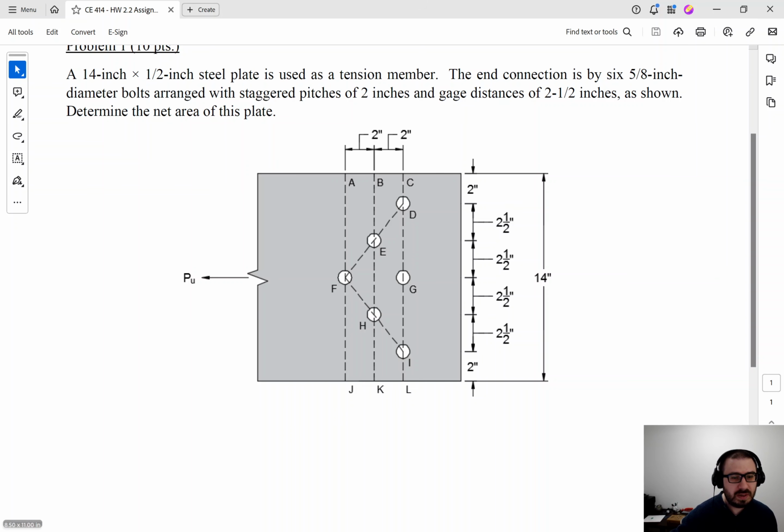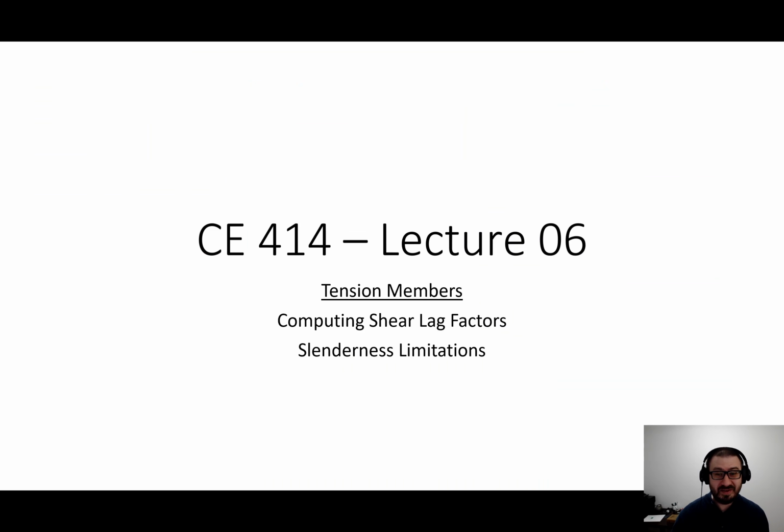Now I do want to at least briefly mention what's going on in the next lecture, just to set the stage for it, especially given that if we start missing more school because of weather, I want to try and get a little bit more covered on that stuff. So I want to at least talk about Lecture 6. Lecture 6 is going to be primarily focused on shear lag and what's called a slenderness limitation.